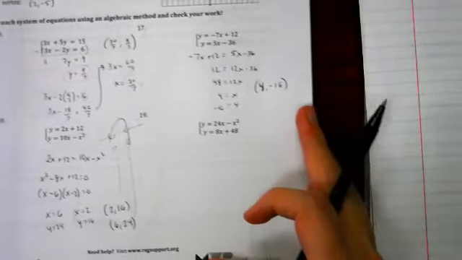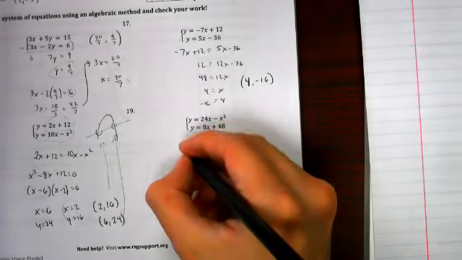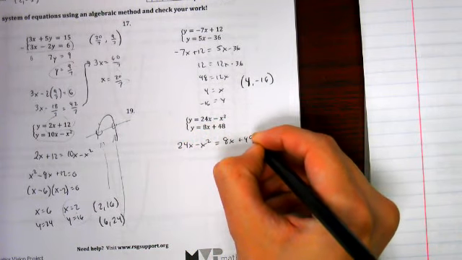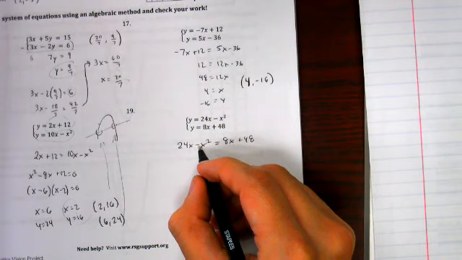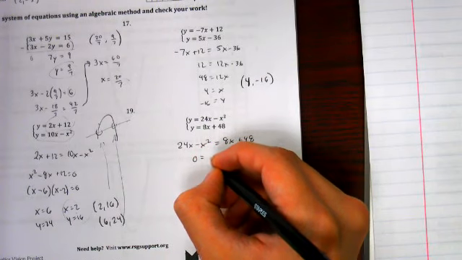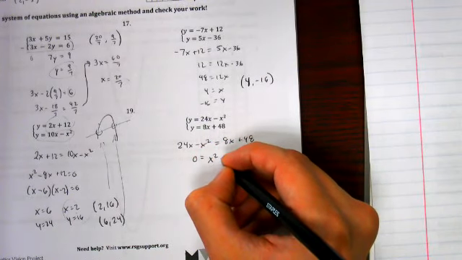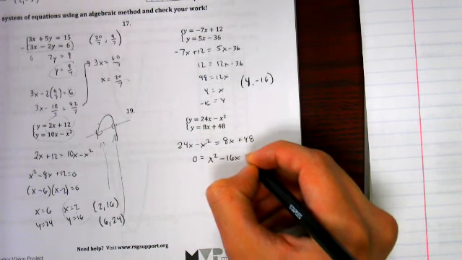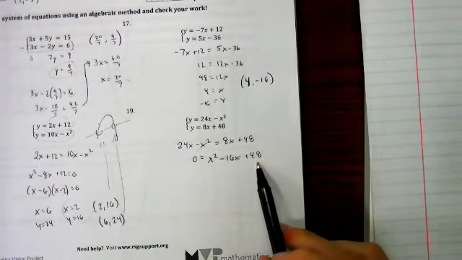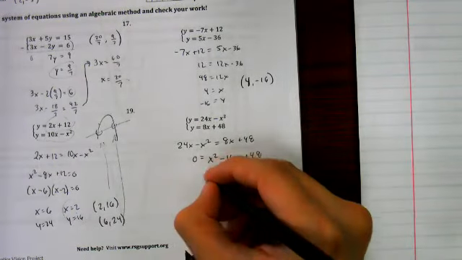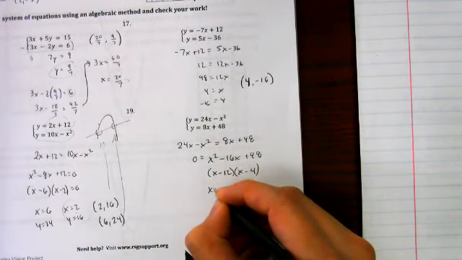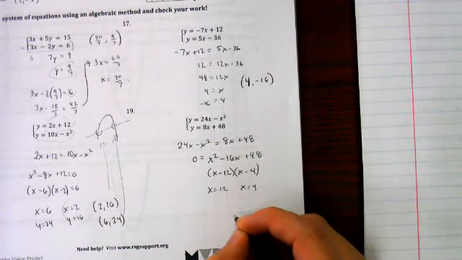Okay, let's do number 19. Same deal. 24x minus x squared equals 8x plus 48. I am going to add x squared to both sides and subtract 24x from both sides. So that's going to give me 0 equals x squared minus 16x plus 48. 48 is 12 times 4, which I can factor: (x minus 12)(x minus 4). So x can equal 12 or x can equal 4.